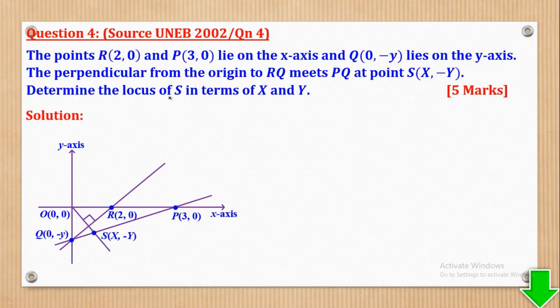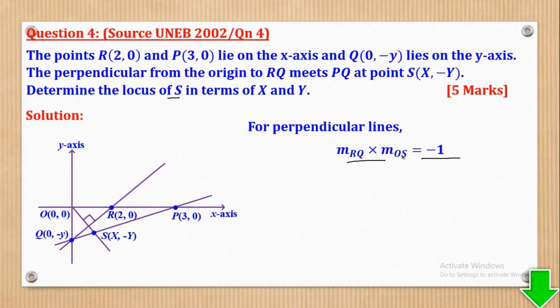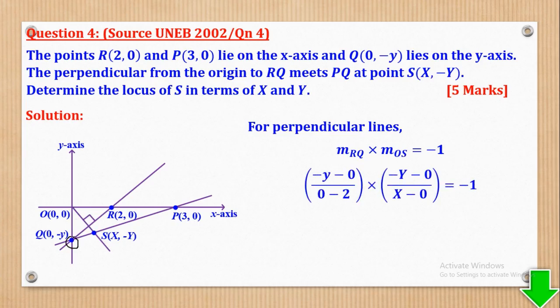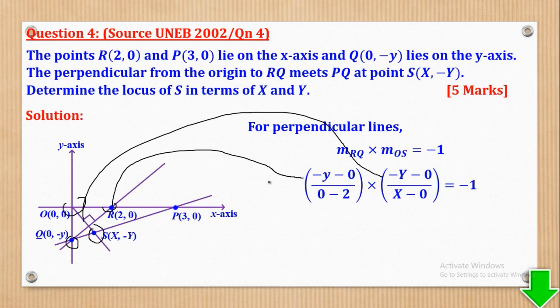Then they said determine the locus of S in terms of x and y. So you come and say that for perpendicular lines, you already know that the product of their gradients is equal to negative 1. Therefore, line RQ and line OS, when you multiply their gradients, you'll be able to come up with negative 1. So I'll get the gradient of RQ because I already have 2 points. I have this point, I have this point. Therefore, I can get this gradient, change in y over change in x. Then also for OS, I have these 2 points. Therefore, I can get this gradient, change in y over change in x, equal to negative 1.